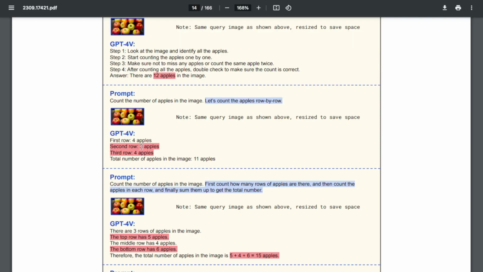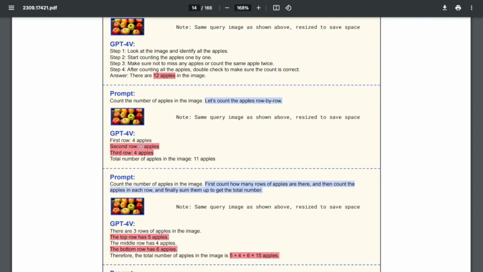And now there's another way of further prompting it. Count the number of apples in the image. Let's count the apples row by row. So now it gets the answer correct. That's 11 apples, but the strategy is wrong, right? It says the first row is 4 apples, second row is 3 apples, and third row is 4 apples. These 2 rows are mixed up, but it did get the right answer.